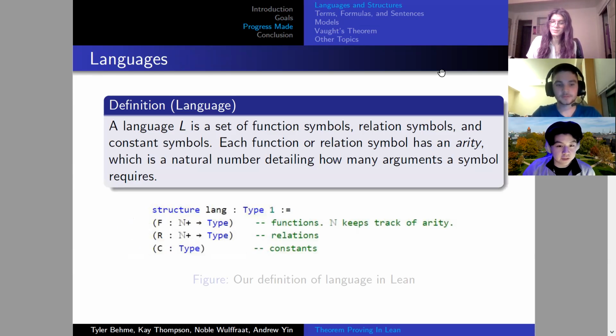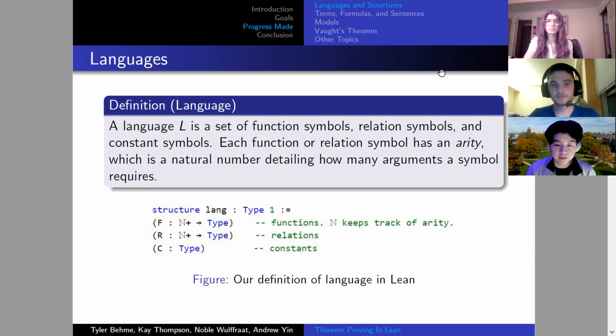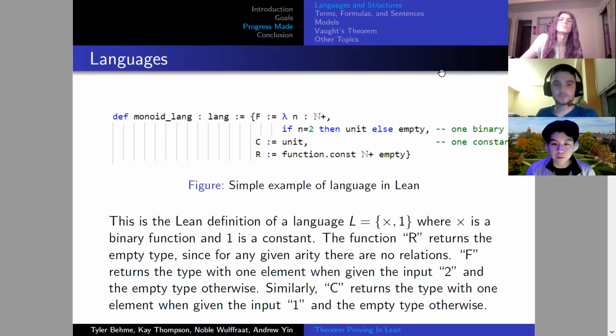All right, so first off, we have what is called the notion of a language. A language, which we can call L, is essentially a set of symbols that stand for functions, relations, and constants. Each function or relation has an associated arity. It's essentially just a natural number that tells us how many arguments these symbols are going to require. One important thing to note is that none of these symbols carry meaning right now. The language just helps us define what symbols we're specifically going to be using.